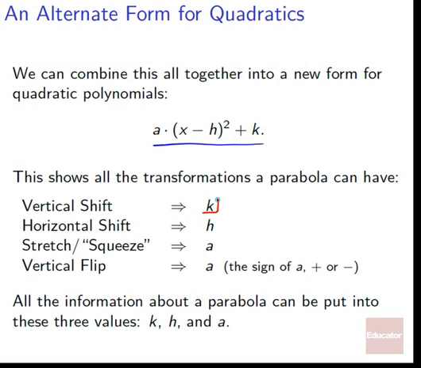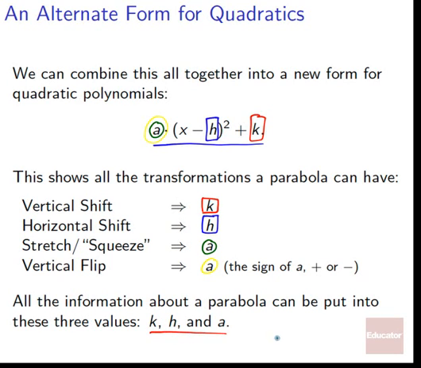Our vertical shift, that is the plus k over here. The horizontal shift, that's the minus h portion inside of the squared. The stretch or squeeze is the a right there. And then the vertical flip is also shown by the a, based on its sign. If a is positive, then we're pointed up. If a is negative, then we're pointed down. So all the information about a parabola can be put into just these three values, k, h, and a.